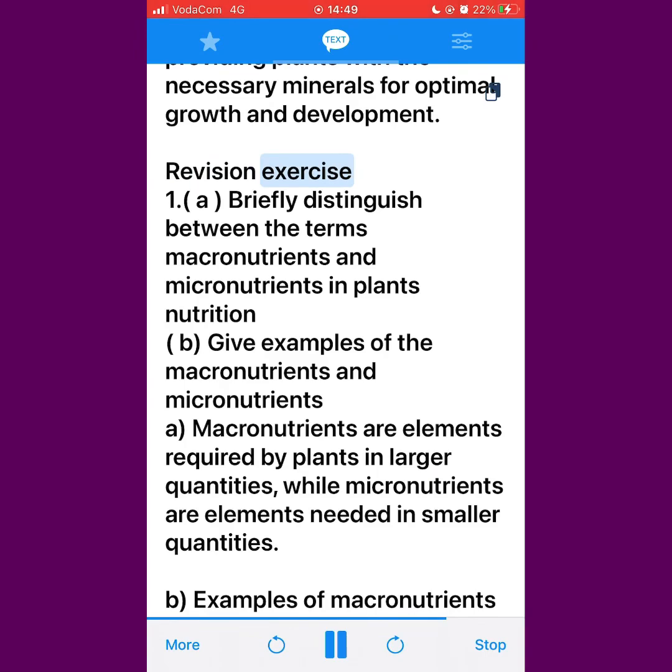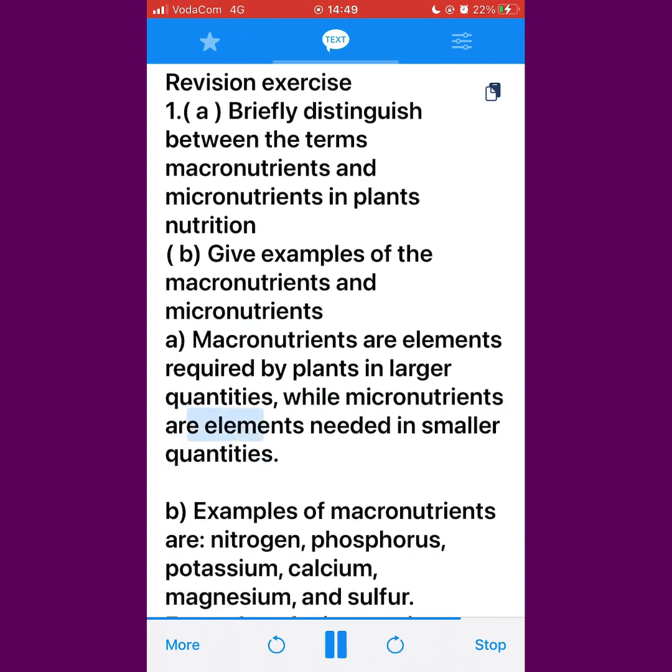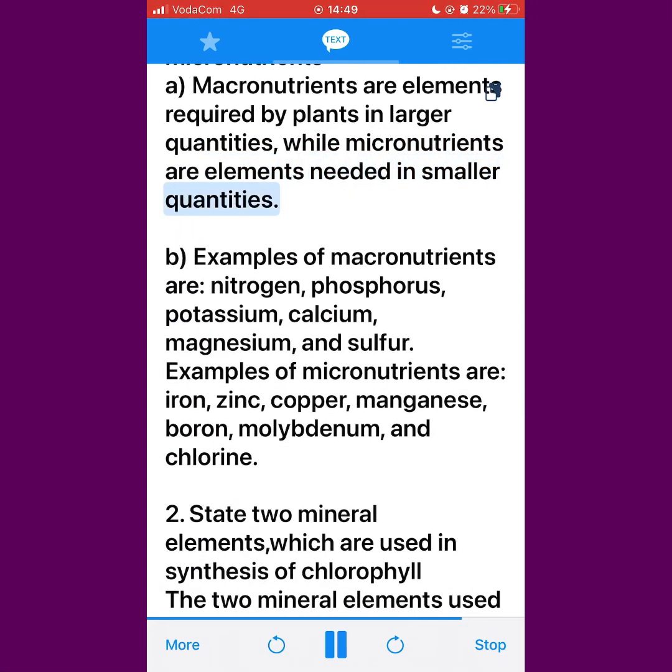Revision exercise. 1a. Briefly distinguish between the terms macronutrients and micronutrients in plants' nutrition. 1b. Give examples of the macronutrients and micronutrients. a. Macronutrients are elements required by plants in larger quantities, while micronutrients are elements needed in smaller quantities. b. Examples of macronutrients are nitrogen, phosphorus, potassium, calcium, magnesium, and sulfur. Examples of micronutrients are iron, zinc, copper, manganese, boron, molybdenum, and chlorine.